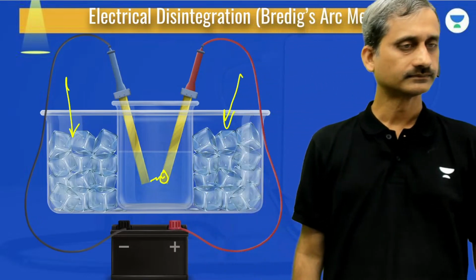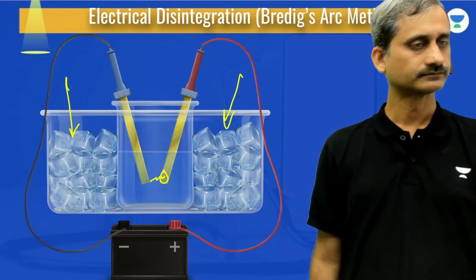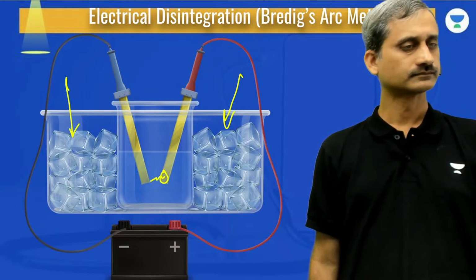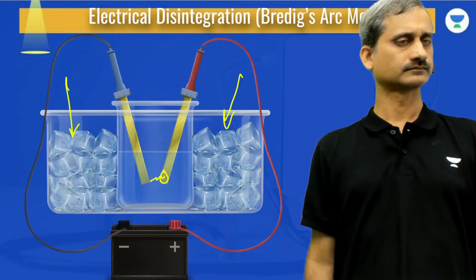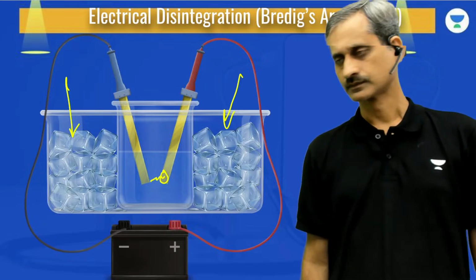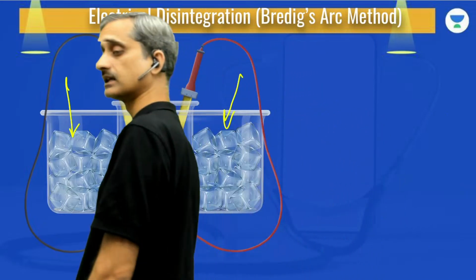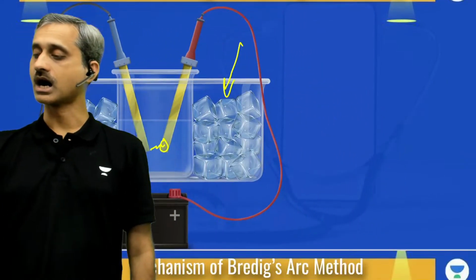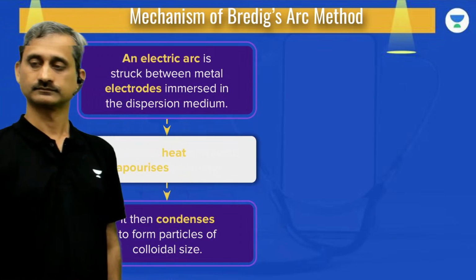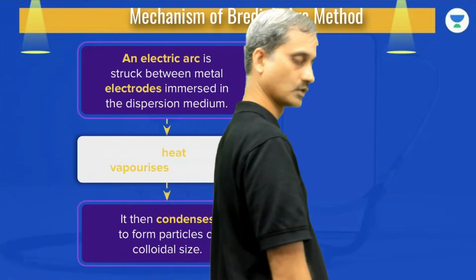Is this clear? Clear? So that is what we have as the thing called the Bredig arc method. Okay.